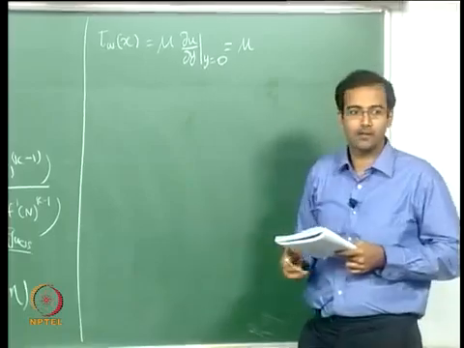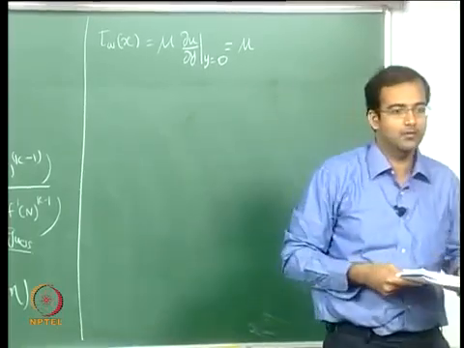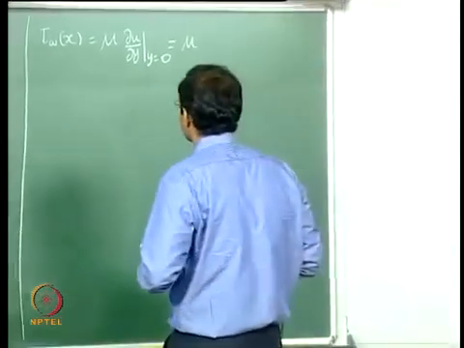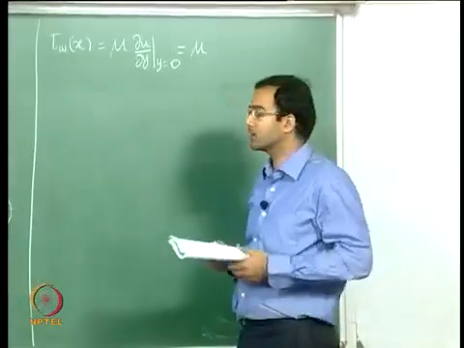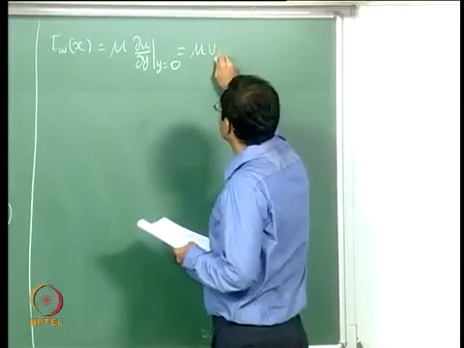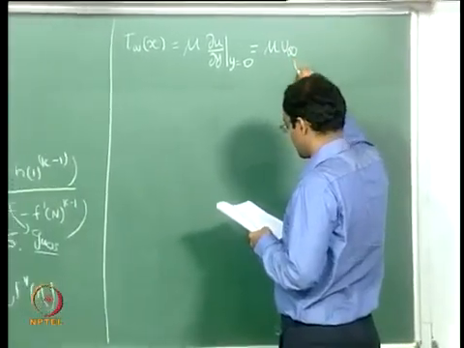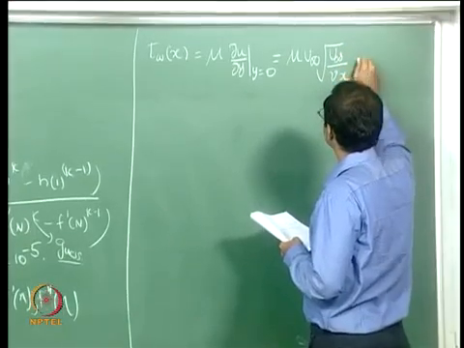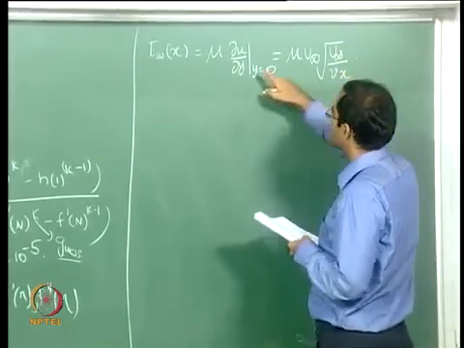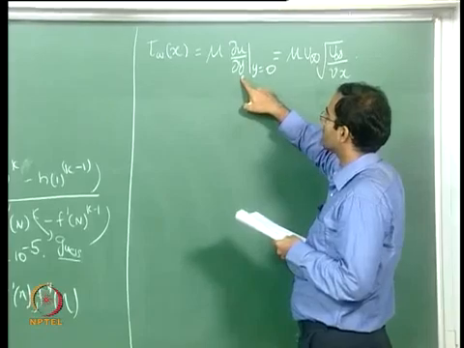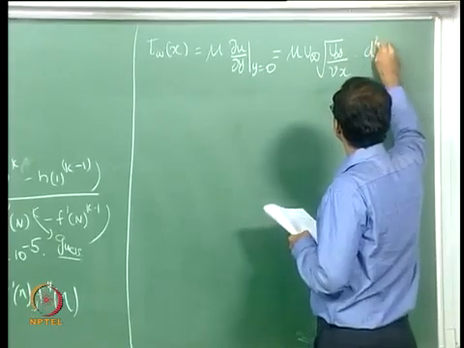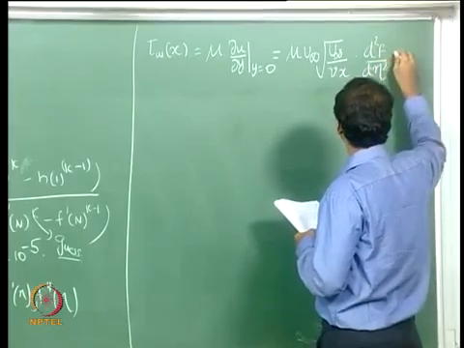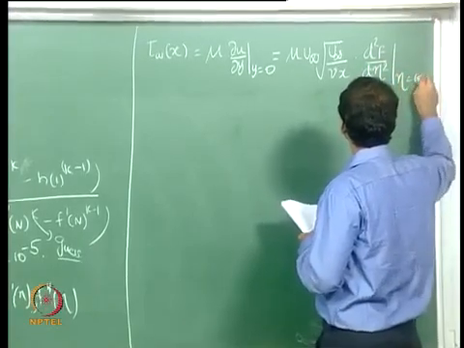Okay, so I think we have already done this derivation. I don't want to go through the steps. So please look into your earlier class notes and tell me the final expression. Okay, u infinity, I think it was square root of u infinity by nu x, and of course du by d eta we can write as d square f by d eta square, and this is at eta equal to 0.